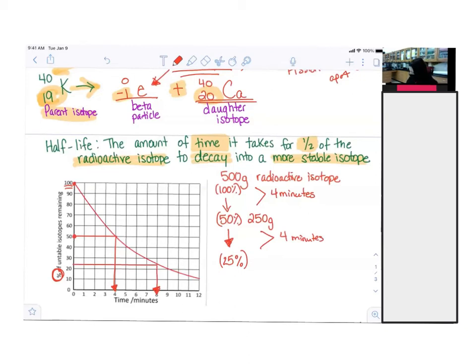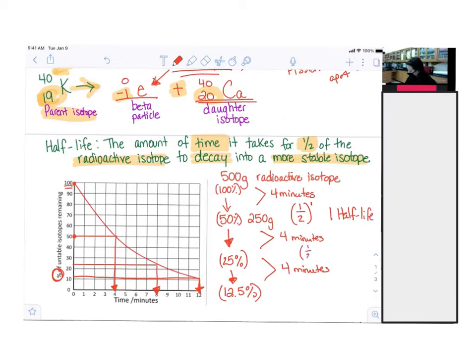If I look at my third half-life, which would be another half of the material, breaking it down to 12.5%, I can see that took another 4 minutes, or a total of 12 minutes for 3 half-lives to occur. And so I can also look at this in terms of 1/2 to a power. 1/2 to the first power is going to be 50%, or 1 half-life.